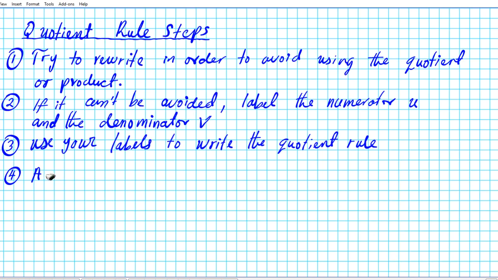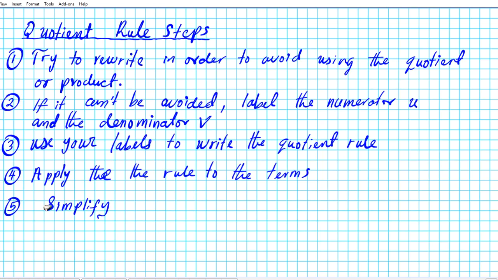After writing down the quotient rule using u and v, you now apply the formula that you just wrote. Apply the rule to the terms, so you know exactly what u is and exactly what v is, and you're not confusing yourself while applying the rule. And then lastly, simplify where applicable.